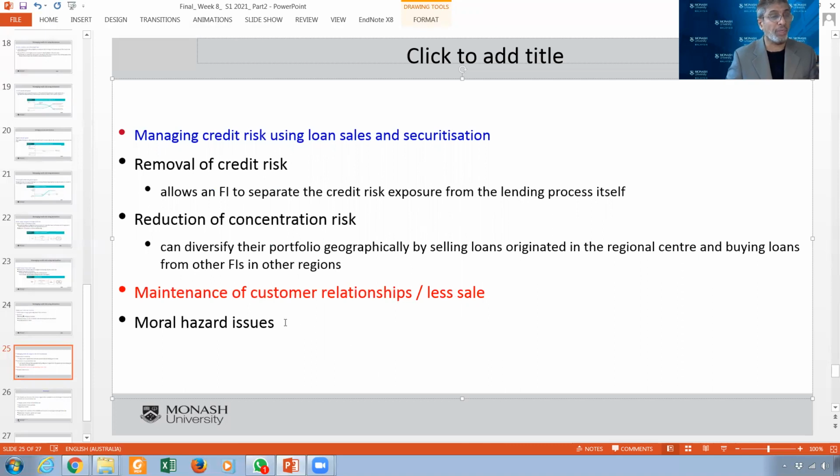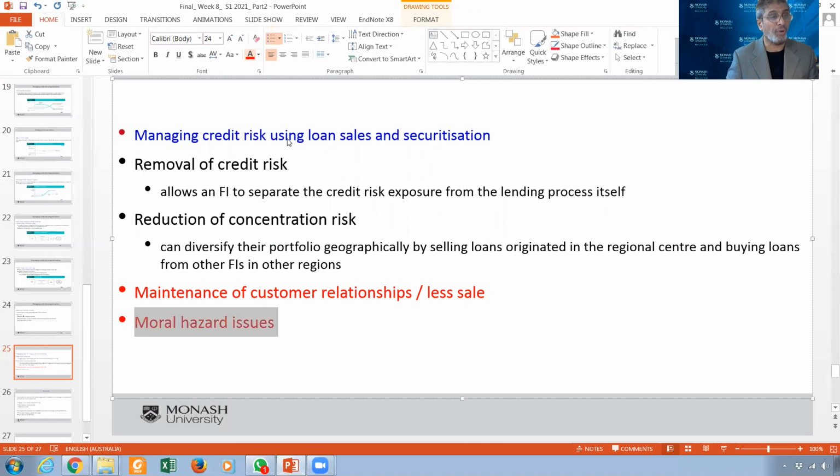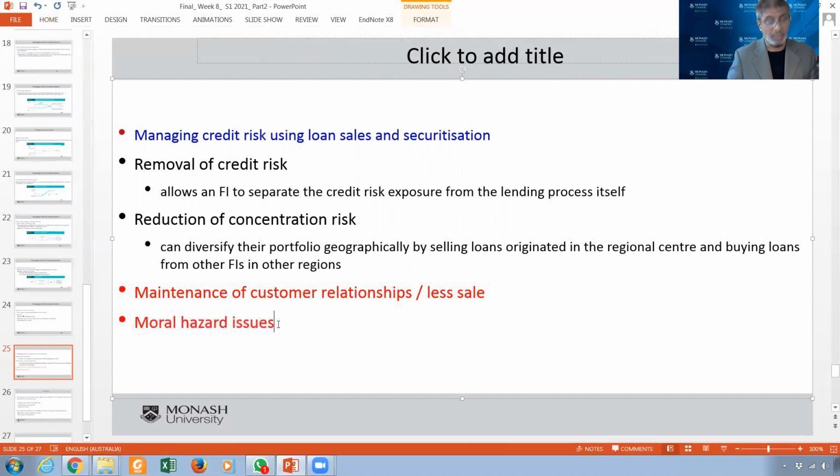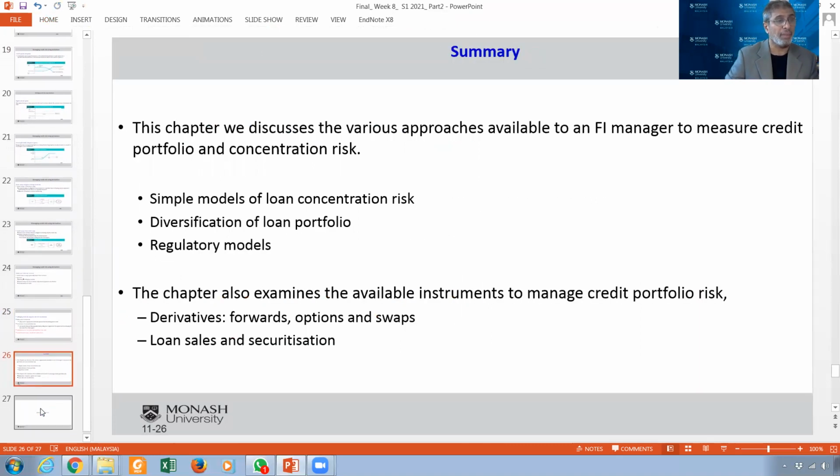Securitization will help, but you always have to maintain quality loans. I think I'm done here. This is just a summary, and I'm done.